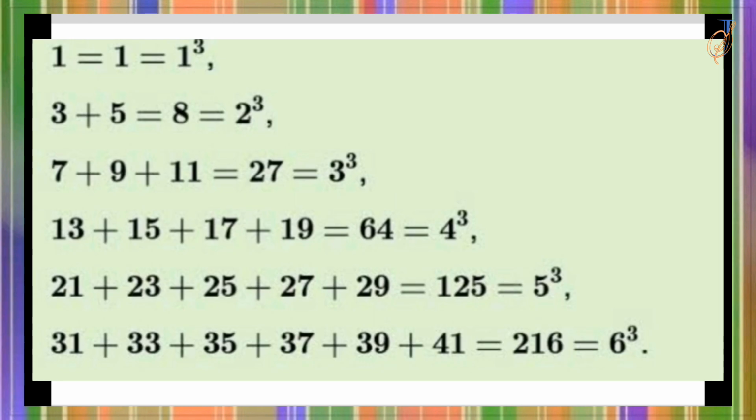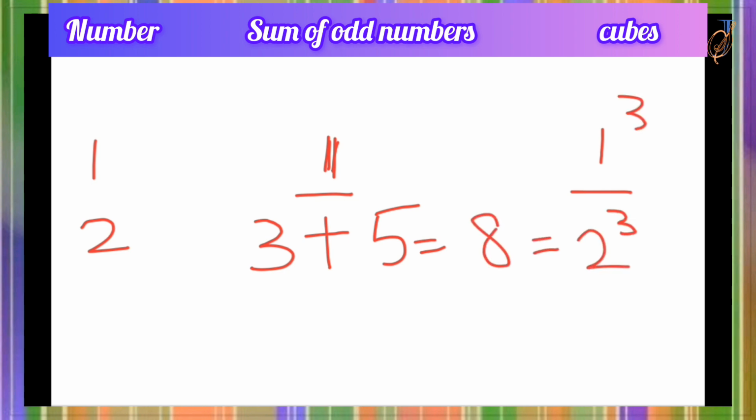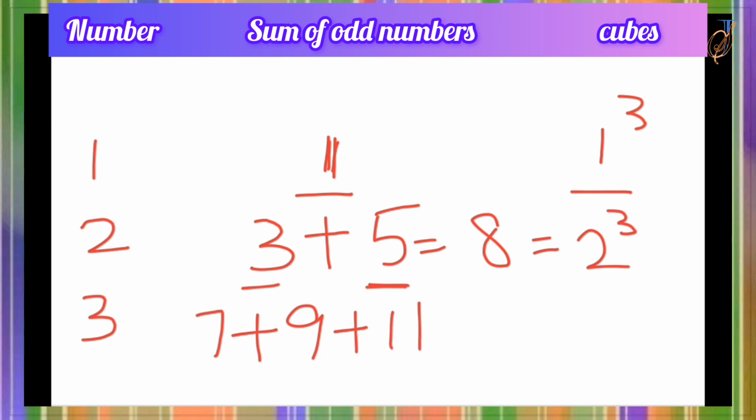Let me show you. Go for the number 2. Numbers you have to take: this is the 1. So after 1, another odd number is 3. And after 3, another odd number is 5. So you have to add these two. So 3 plus 5 is 8, which is your 2 cube. Then take number 3. Here you have to add 3 odd numbers. So after 5 you have to take 7, then 9, then 11. So 11 plus 9 is 20, 20 plus 7 is 27, which is 3 cube.